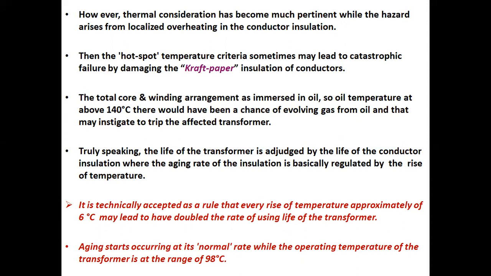Now the points are very important, you see. It is technically accepted as a rule that every rise of temperature of approximately 6 degrees centigrade may double the rate of using up the life of the transformer. Another one, aging starts occurring at its normal rate while the operating temperature of the transformer is in the range of 98 degrees centigrade.